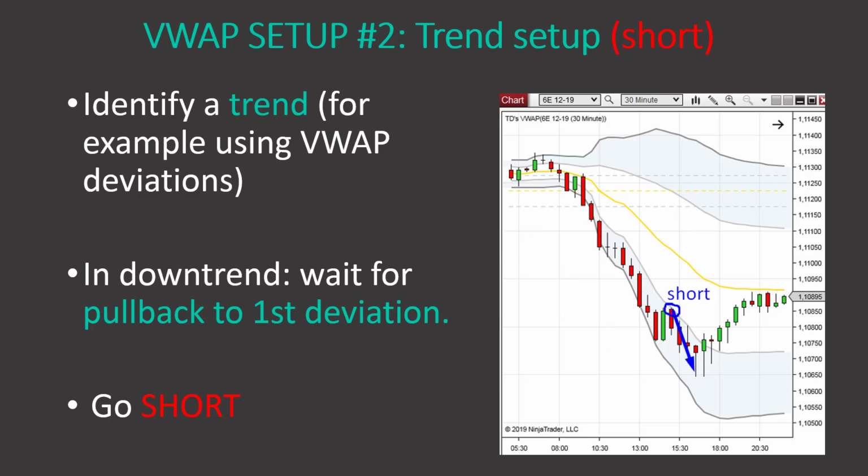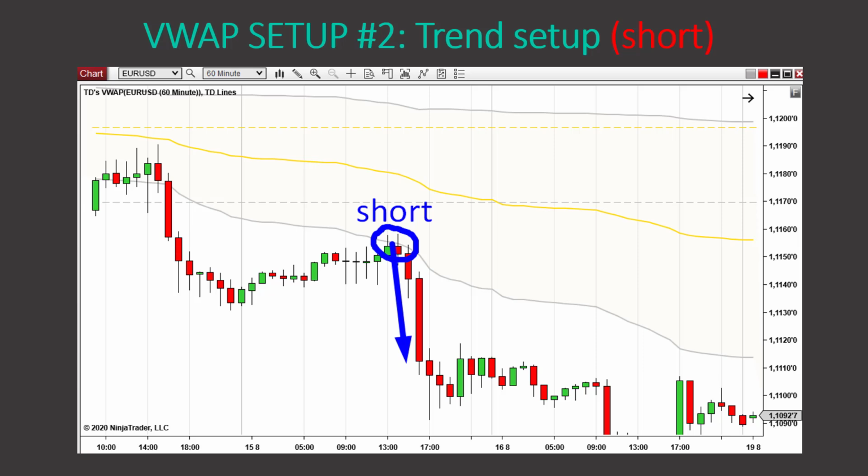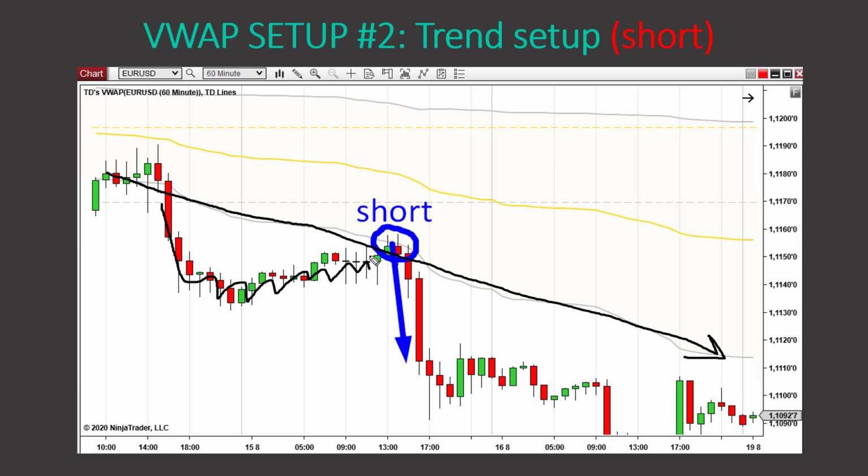Alright, that's it. It is as simple as that. Another example of the same thing. First deviation is heading downwards. So there's a trend. It's a pretty clear downtrend. The price is moving below the first deviation. That's what you want to see.